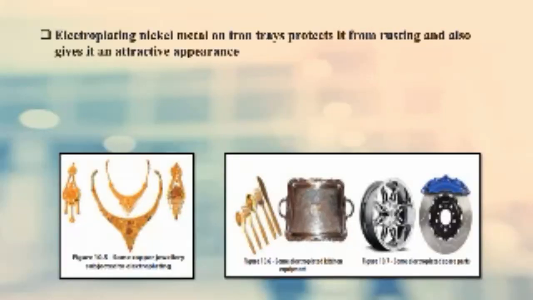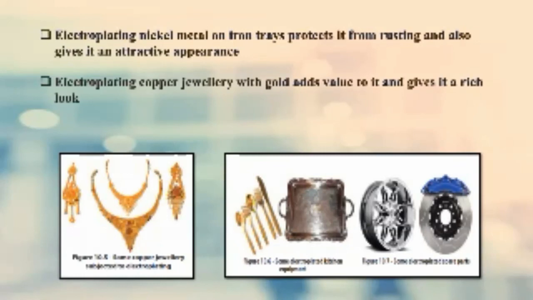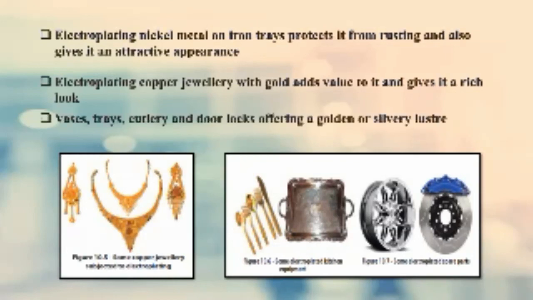Electroplating nickel metal on iron trays protects it from rusting and also gives it an attractive appearance. Electroplating copper jewelry with gold adds value to it and gives it a rich look. Vases, trays, cutlery, and door locks offering a golden or silvery luster is done by electroplating.